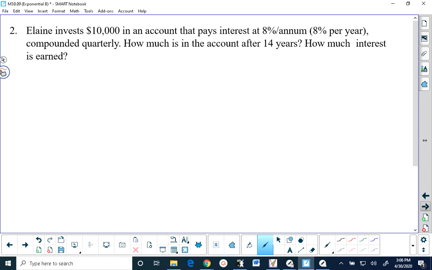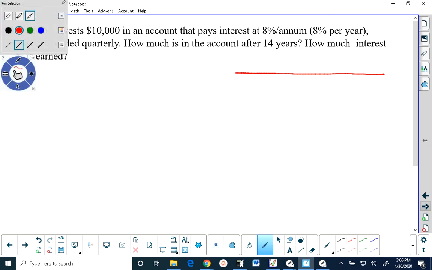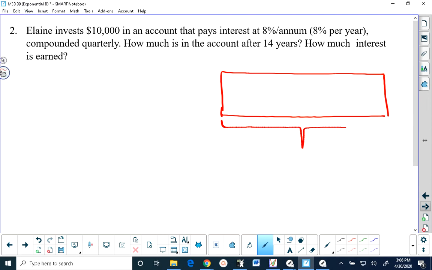Well, what it means is that she is going to get, for the whole year, 8%. That's what 8% per year means. So if this represents 1 year, she's going to get 8% during that year. But it says that the interest is compounded quarterly. Now what that means is that the bank is going to take this 1 year and they are going to split it into quarters.